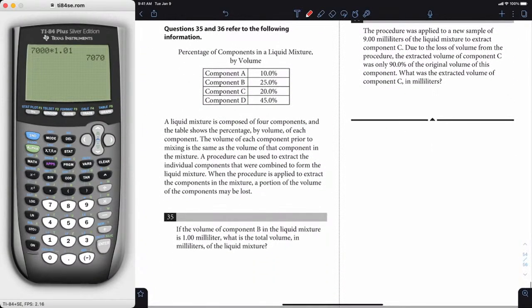Alright, percentage of components in a liquid mixture by volume. The liquid mixture is composed of 4 components, and the table shows the percentage by volume of each component. A procedure can be used to extract the individual components that were combined to form the liquid mixture. If the procedure is applied to extract the components in the mixture, what portion of the volume... Huh?